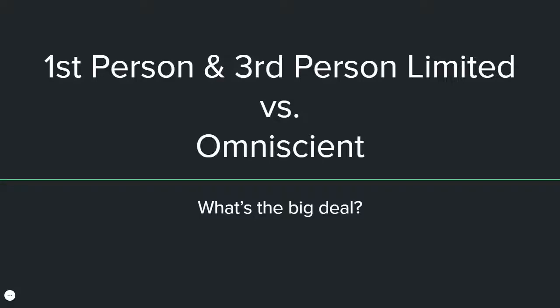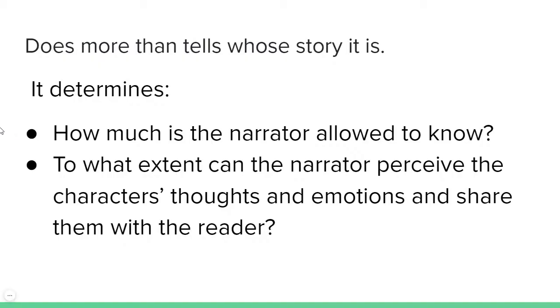Point of view. There's three main points of view in literature: first person, third person limited, and omniscient. Today we're going to talk about what's the big deal and how do they impact a story. Point of view does more than tell whose story it is.